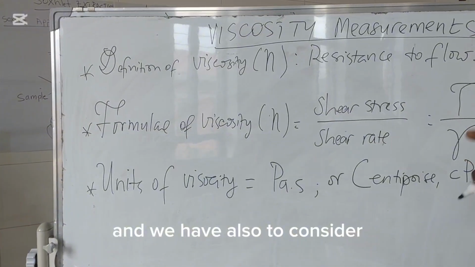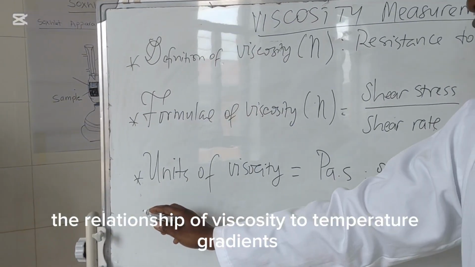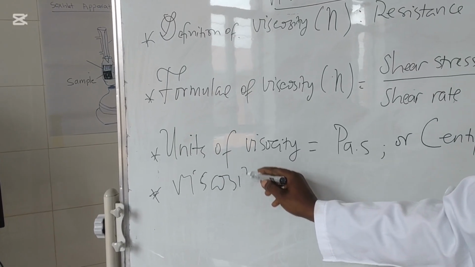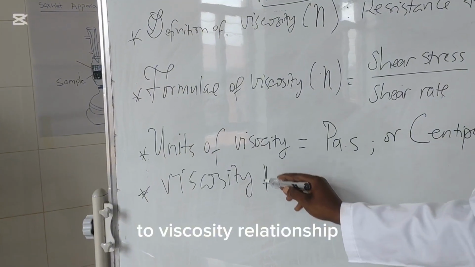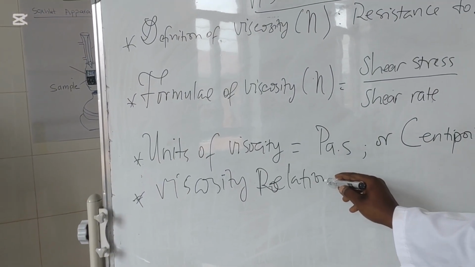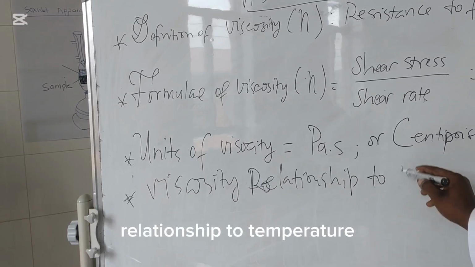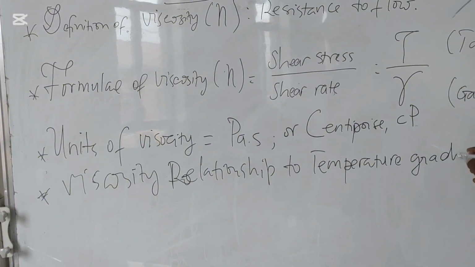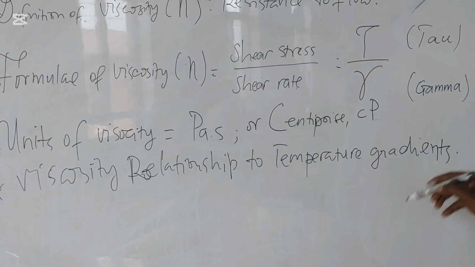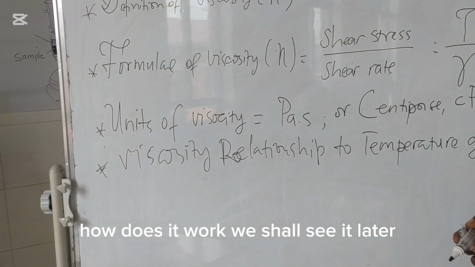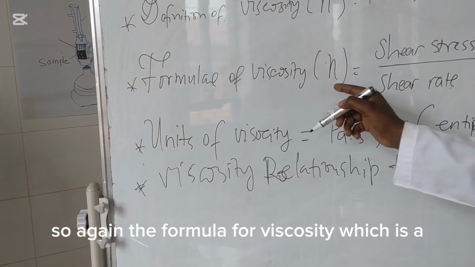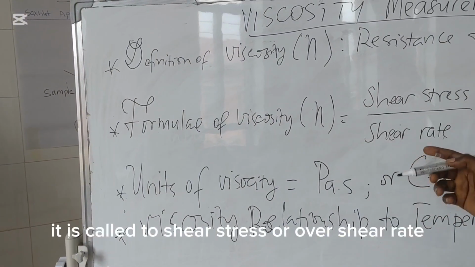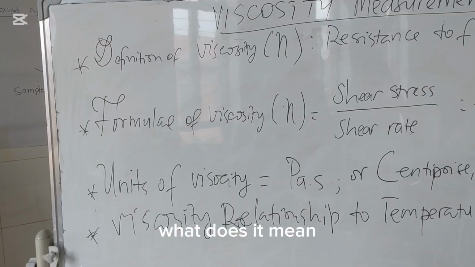And we also have to consider the relationship of viscosity to temperature gradients. How does it relate? We shall see it later. So again, the formula for viscosity, which is this small letter n, is equal to shear stress over shear rate. What does it mean?